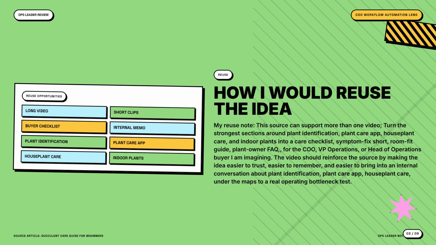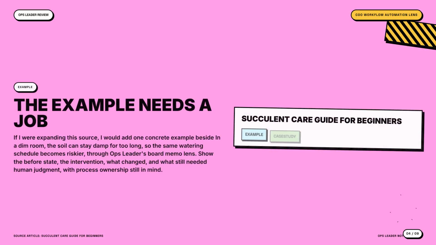Turn the strongest sections around plant identification, plant care app, houseplant care and indoor plants into a care checklist, symptom fix short, room fit guide, plant owner FAQ, for the COO, VP operations, or head of operations buyer I am imagining. The video should reinforce the source by making the idea easier to trust, easier to remember, and easier to bring into an internal conversation about plant identification, plant care app, houseplant care, under the maps to a real operating bottleneck test.